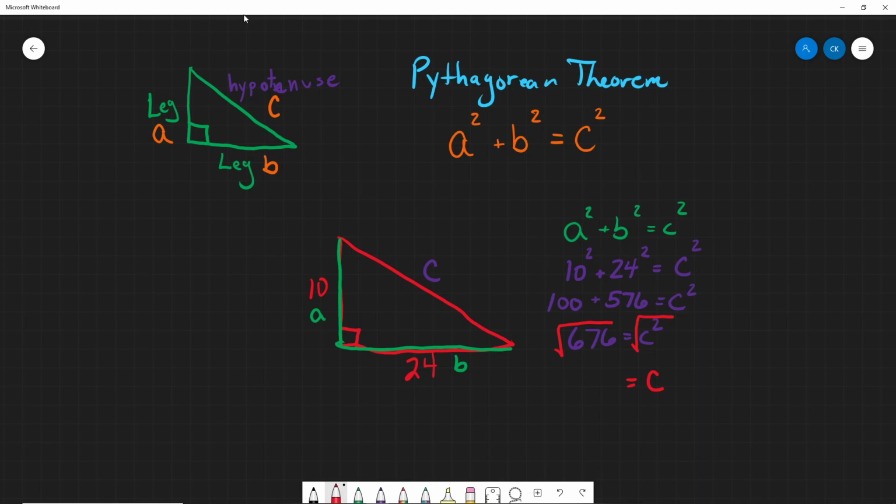Then here, the square root of 676, I'm going to have to solve or simplify that. But in this case, we can just plug this into the calculator because 676 actually is a perfect square. So the square root of 676 is going to be 26. And then that would be my answer here. My answer would be C is equal to 26.